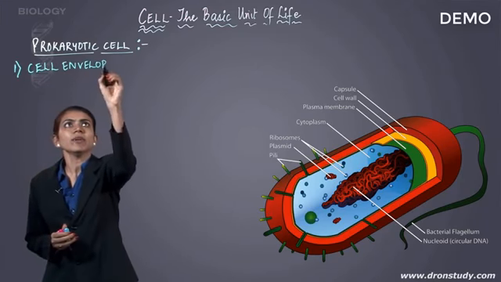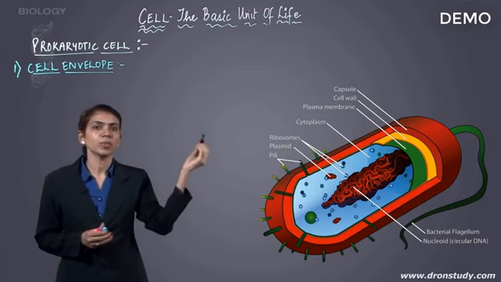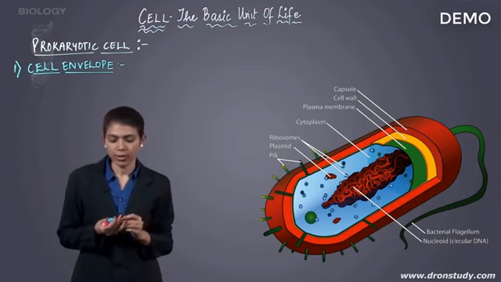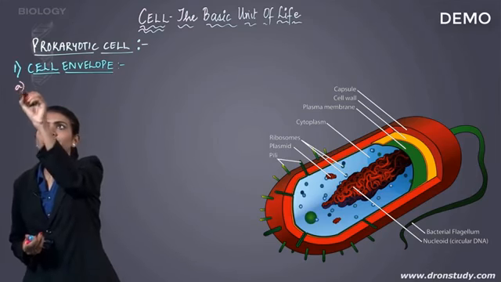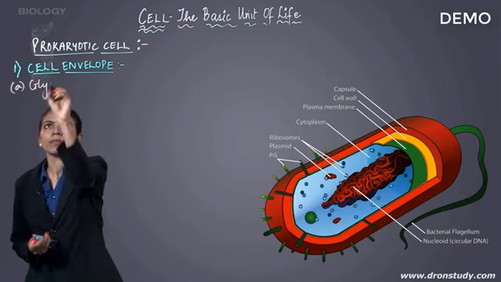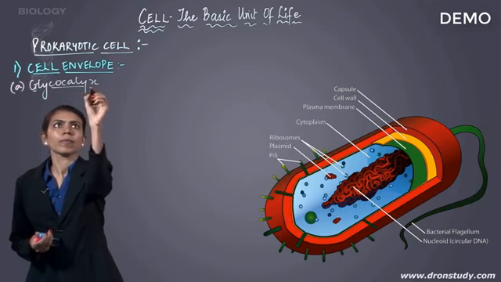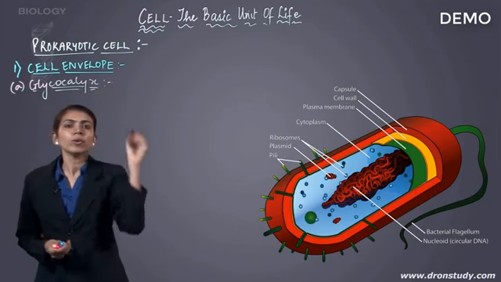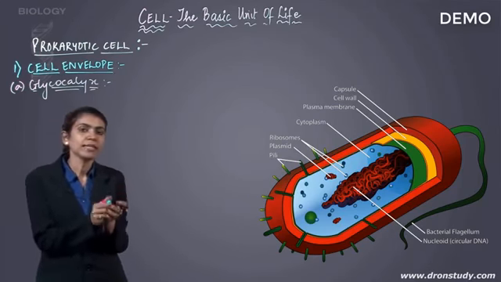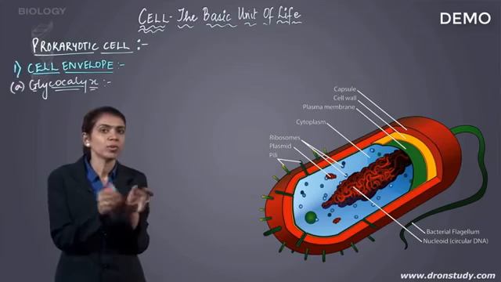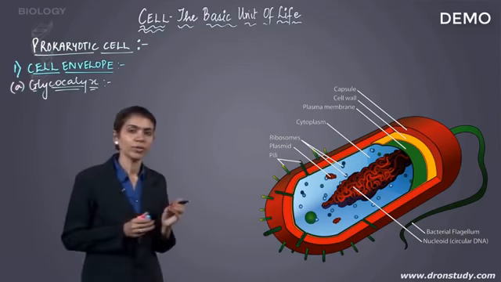Now this cell envelope is divided into 3 layers. The first, being the outermost one, is the glycocalyx. So let us talk about the glycocalyx. Glycocalyx, as we can see, is the outermost covering of the protoplasm. Whatever lies internal to the cell envelope is the protoplasm. So glycocalyx is the outermost covering of the protoplasm.